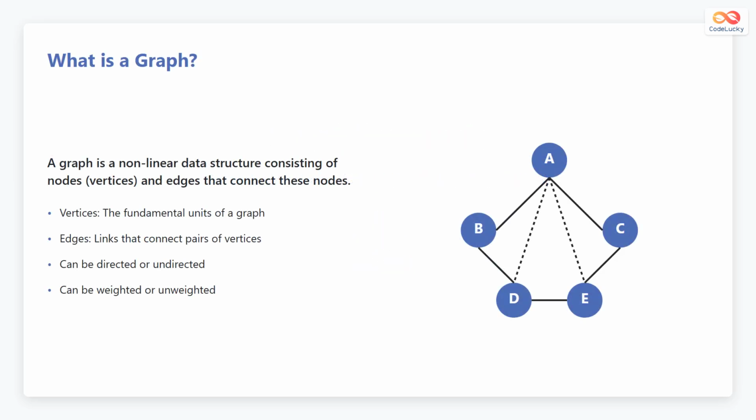Before we delve into graph traversals, let's define what exactly a graph is. A graph is a nonlinear data structure composed of nodes, also known as vertices, and edges that connect these nodes. Vertices are the fundamental units of a graph, and edges are the links that connect pairs of vertices. Graphs can be directed, meaning the edges have a specific direction, or undirected, where the edges have no specific direction. They can also be weighted, where each edge has a cost or value associated with it, or unweighted, where all edges are treated equally.